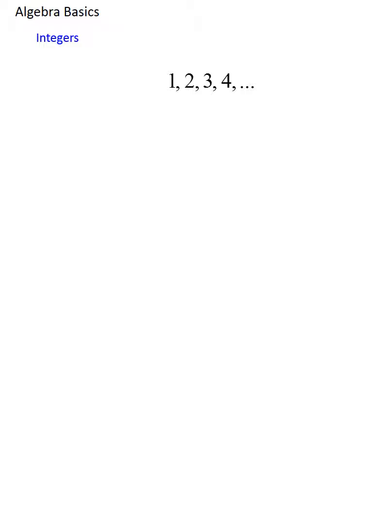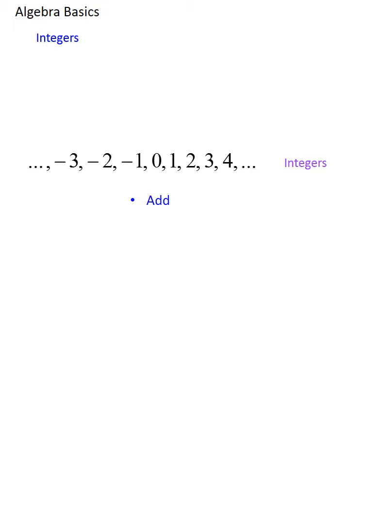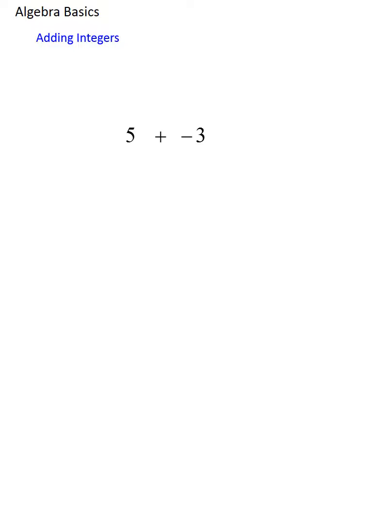So to summarize, here are your natural numbers. Throw in 0 to that set and you've got all the whole numbers. Throw in the negatives to that set and you've got all the integers. Now this first video is about how we add, subtract, multiply, and divide integers. So let's begin with adding integers.